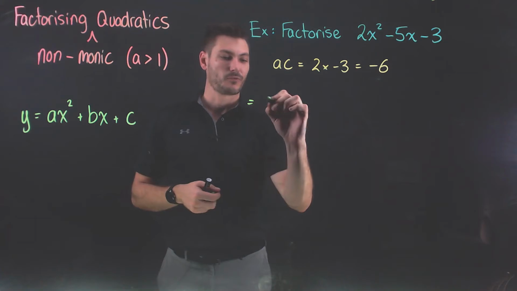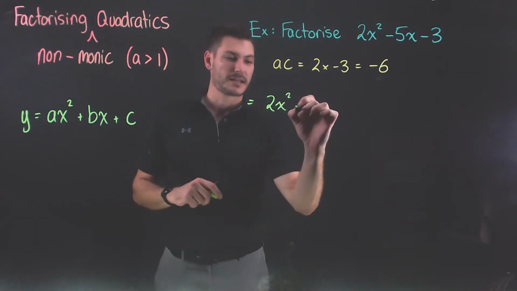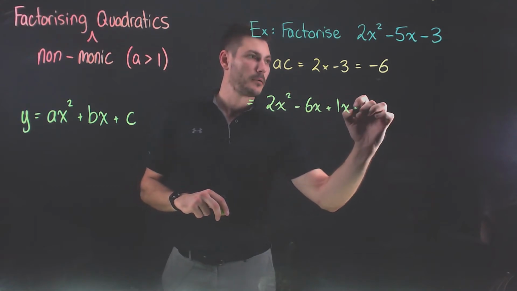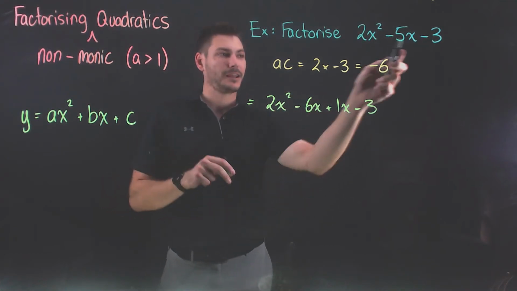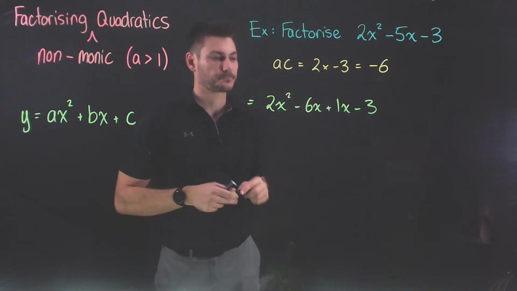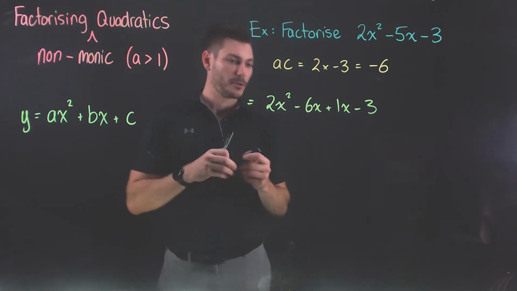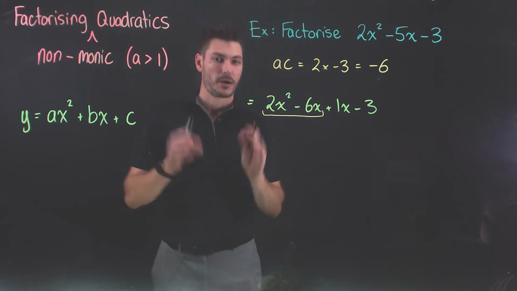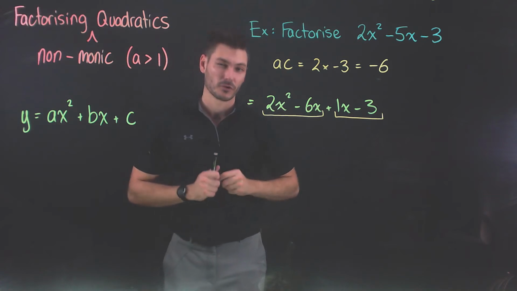So I'm going to first of all rewrite my quadratic, but instead of minus 5x, I'm going to represent it as minus 6x plus 1x minus 3. So minus 6 plus 1 is still negative 5x. I've just re-represented how that looks in this situation. And now I'm going to do the factorising by grouping bit. I'm going to look at the first two terms, and I'm going to factorise them by themselves, and then here I'm going to factorise these by themselves also.